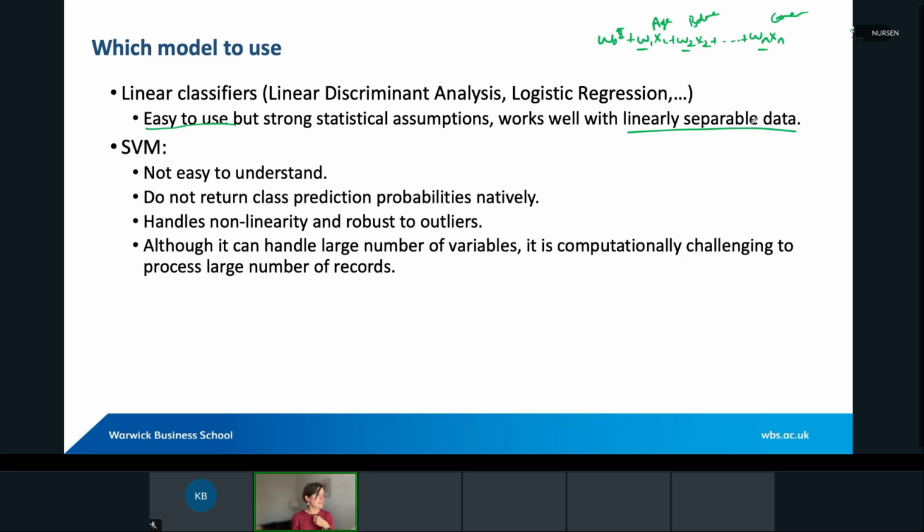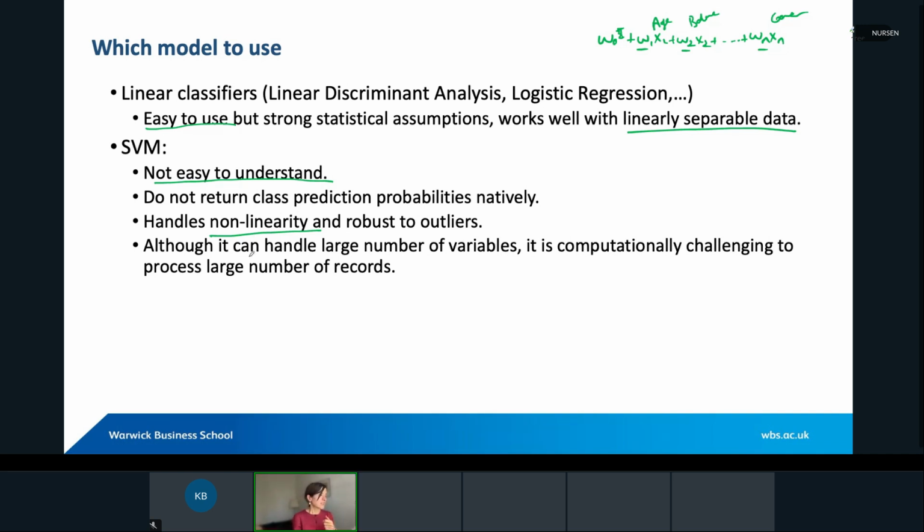SVM, on the other hand, is much more powerful, but it is not easy to understand since it is a black box and we can't directly interpret the prediction it is making. It doesn't return the class prediction probabilities as in the decision trees or as in the logistic regression. It can handle nonlinearity, and it doesn't have any strong assumptions about the distribution of the data set. It doesn't assume the data set is normally distributed.